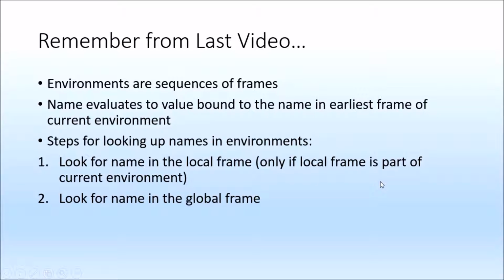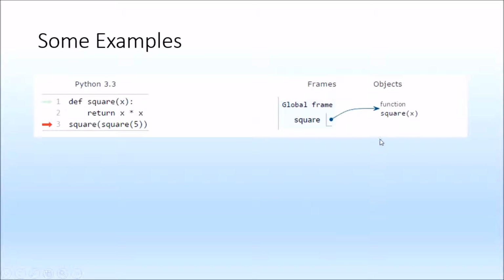It could be the case that the current environment is only the global frame, in which case we only need to look for it in the global frame. And the second step otherwise is that we look in the global frame. The first step could be that we look in the global frame if there is no local frame, okay? And this will again be made clear in some examples. So let's look at some examples.